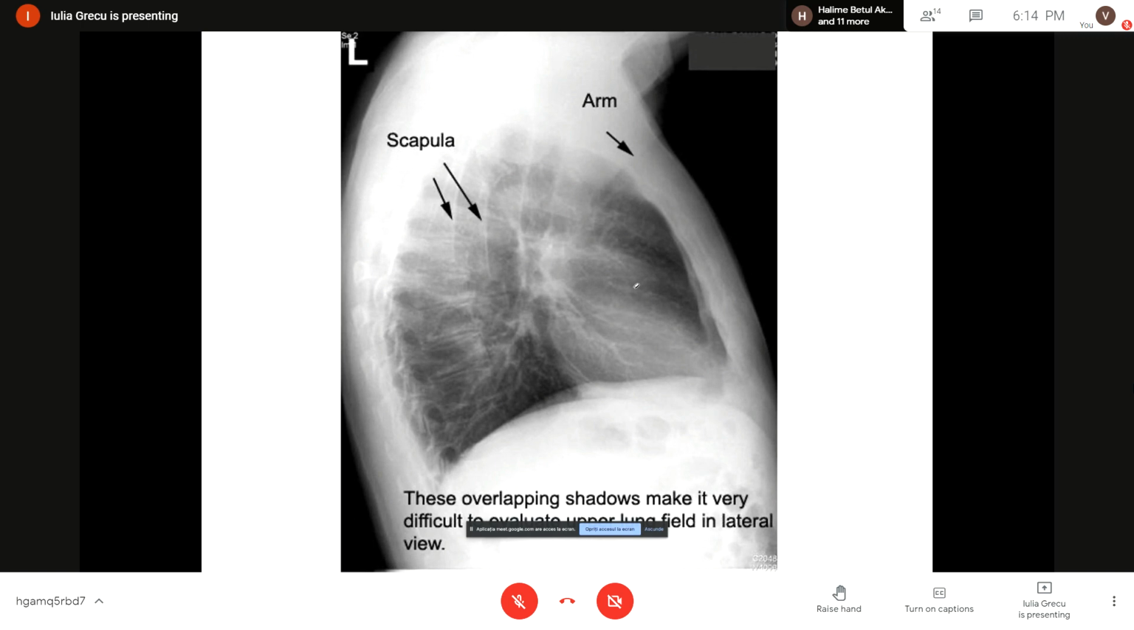This is what I was telling you before. There are a lot of overlapping structures in the superior aspect of the lungs and the mediastinum on the lateral view, which makes the diagnosis of these regions more difficult on the lateral chest X-ray. This is the arm lifted above the head, but still overlapping here the superior part of the thorax, and these are the scapulae on both sides, which moreover shadow the normal transparency of these structures.